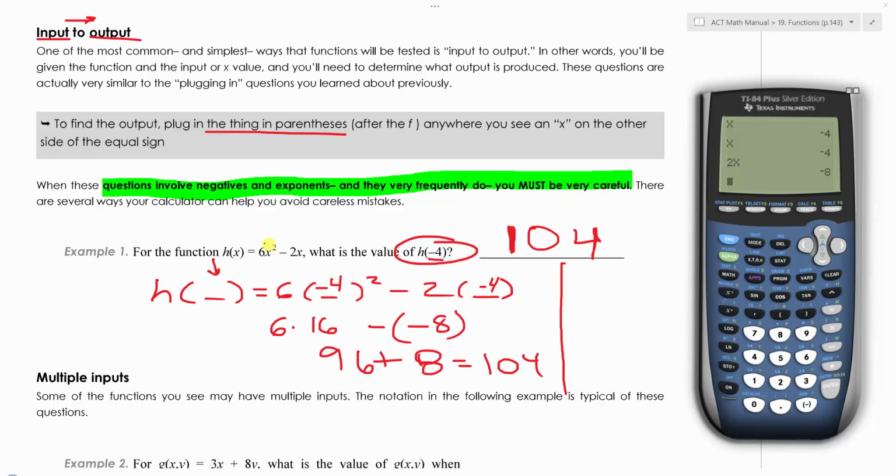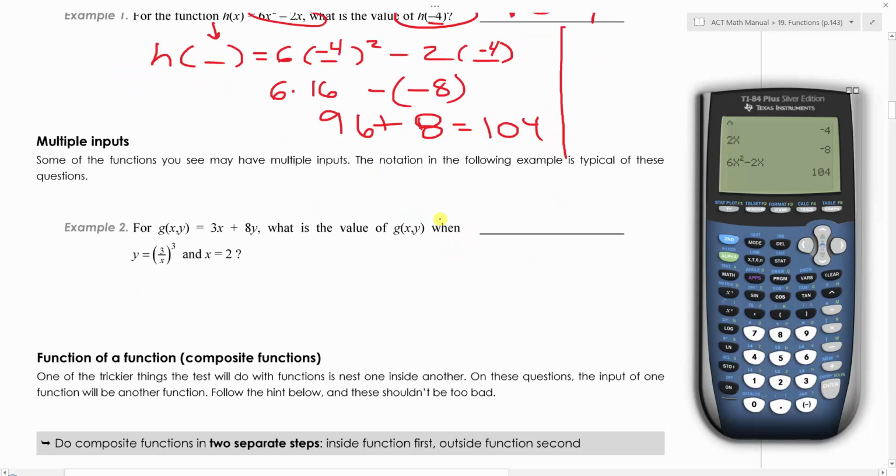So now what I can do is I can actually just enter this entire expression into my calculator with the X's and all. I can do 6x squared, and notice I'm just entering this exactly as it appears on the page in front of me, minus 2x, and when I hit enter, boom, I get the 104. And that makes it a little bit easier, or at least makes it a little less likely that I'm going to make a careless mistake. If I enter this into the calculator the way that I just did, I most likely will not make a careless mistake as long as I'm entering everything exactly as it appears on the page. So that is another way you can handle a question like example 1.